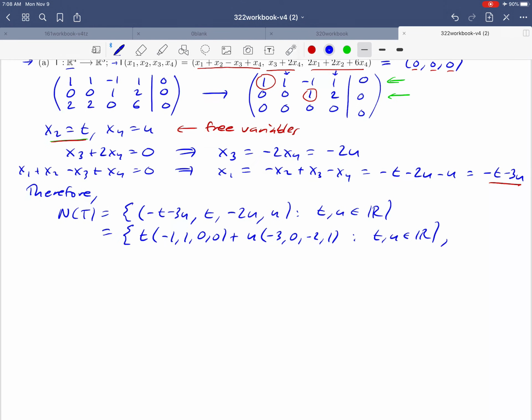Okay, and so what does that say here? Okay, well, I'm going to make a claim here. I'm just going to write it down and then we'll pick through it together. I claim that beta, and I'm going to call it beta of n, that n means null space, is negative 1, 1, 0, 0, and negative 3, 0, negative 2, 1. I claim that that's a basis for N of T, and that the nullity of T is equal to 2.